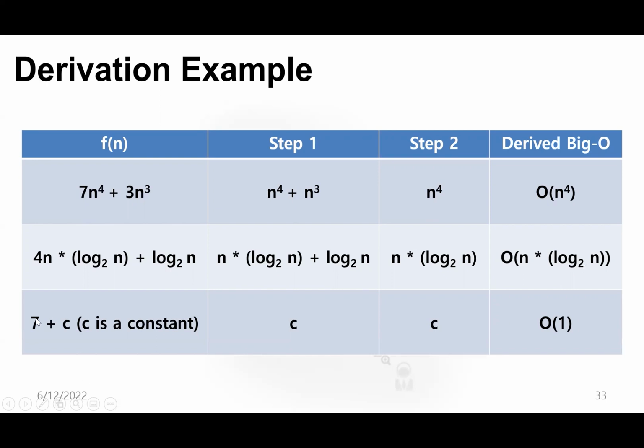How about if you get something like this? You don't have n. Your formula, or your Fn, is 7 plus C only, where C is a constant value. It's not your data size, it's a constant. Then step 1, remove all the coefficients, you remove 7, you're left with C. And then step 2, you of course remain with C only. But when you write your big O, you don't put order of C, you put order of 1.